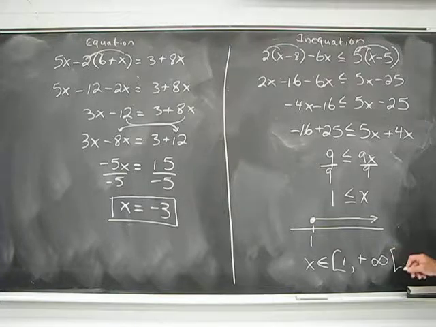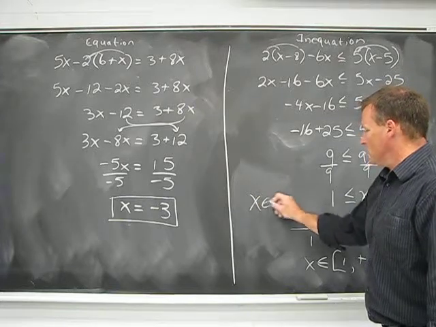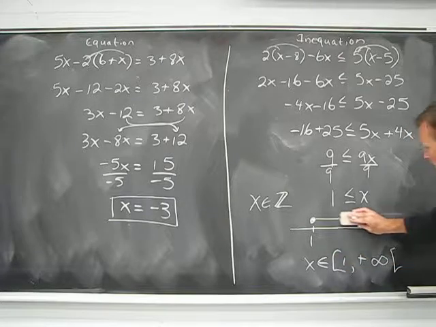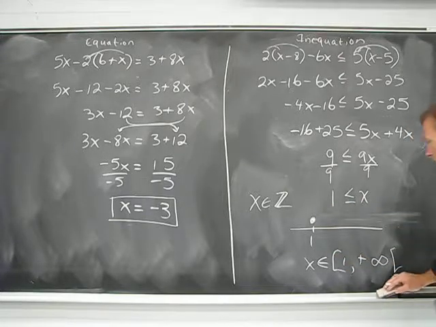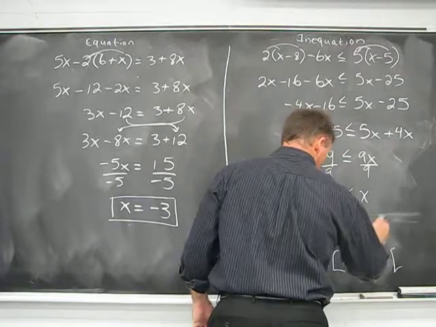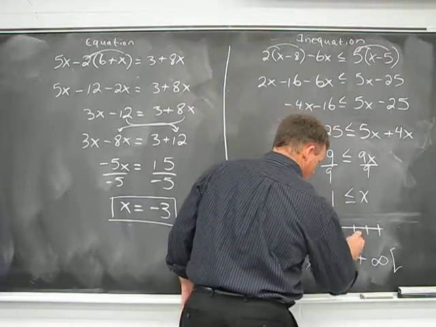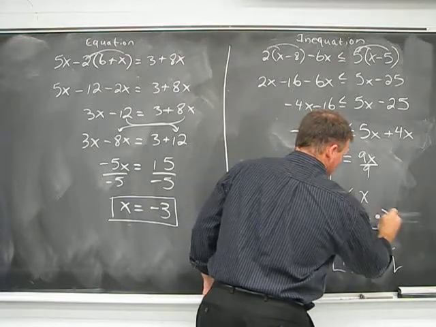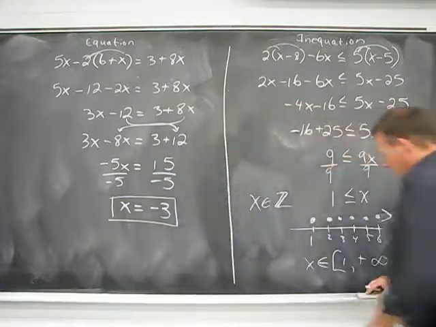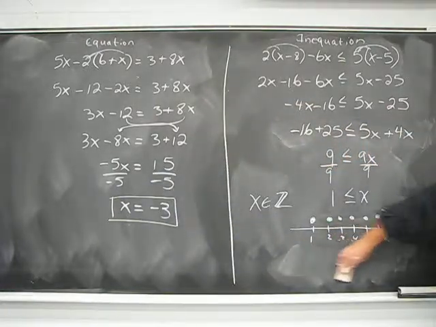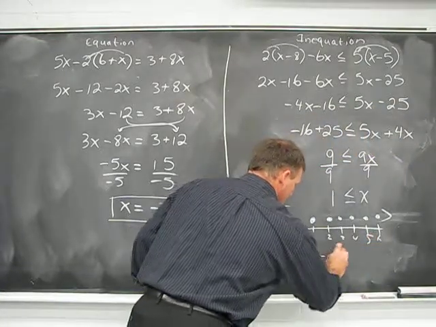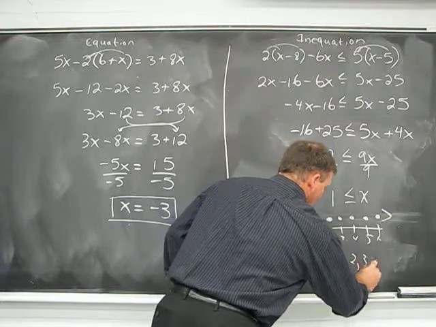Now, I've made one assumption here, and that is that I'm talking about real numbers. If I was saying that x comes from the integers, then my solution wouldn't be that whole continuous line. It would be a series of dots, 2, 3, 4, 5, 6, dot, dot, dot, dot, going all the way to the right. And I'm not allowed to put interval notation for integers. Have to list it as a solution set, 1, 2, 3, and so on.